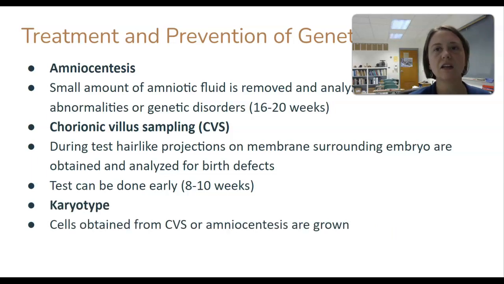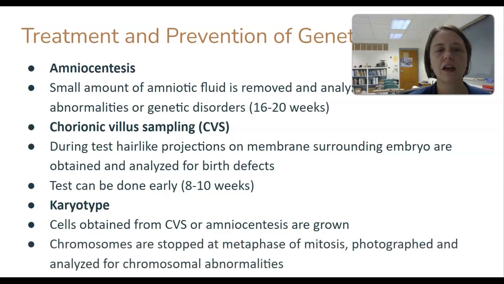Any of the cells obtained by chorionic villus sampling or amniocentesis are grown and stopped at metaphase of mitosis, and they're photographed. That's when you can most easily see the different chromosomes, and so then you could look for chromosomal abnormalities.